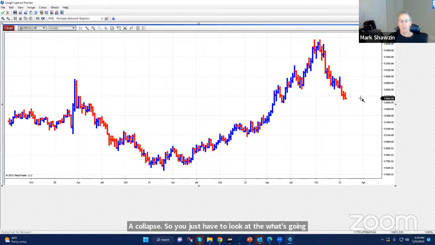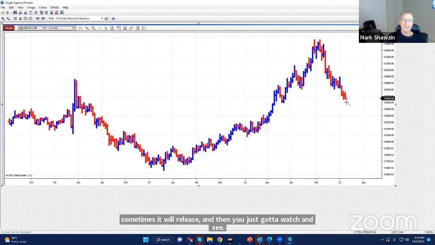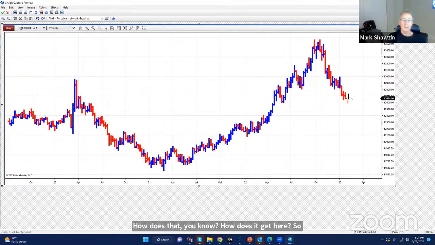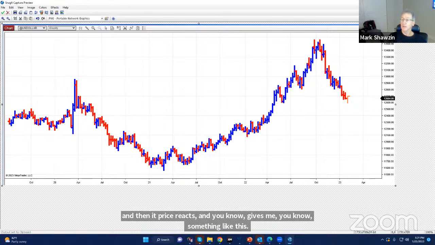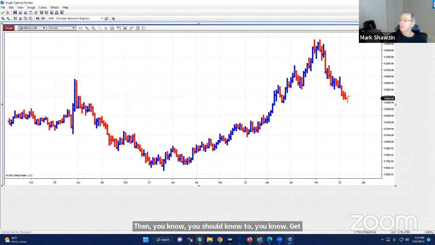So I look at this inside day bar, or now in this case, an inside week bar. I say this is a coil, and the coil should release that way, but sometimes it will release, and then you just got to watch and see how it gets here. So if it goes lower, and then by the end of the week it looks like something like that, then you don't want to fight that. So I'm always looking at price. Price is always telling me, if I'm on the right side, then I go with it. And if price reacts and gives me something like this, then you should know to get out and get on the other side.